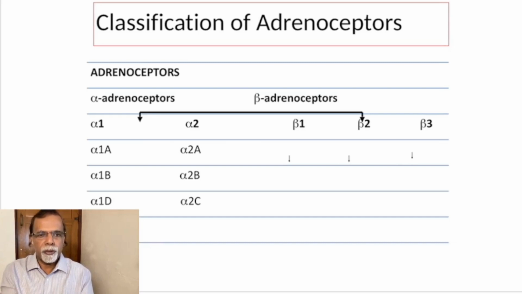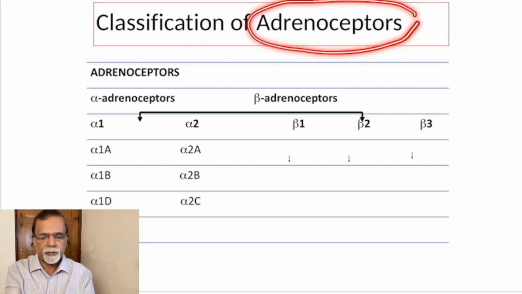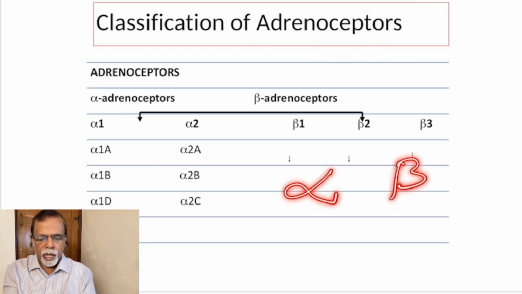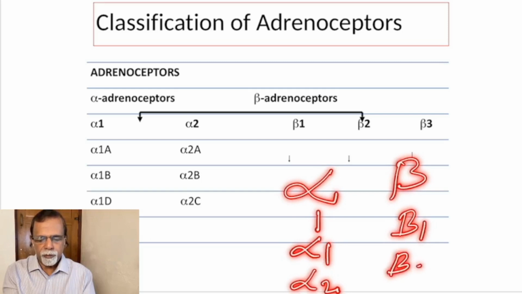Now we go into the classification of the adrenergic receptors, otherwise called adreno-receptors. Basically, they are divided into the alpha receptor and beta receptor. Alpha is again divided into alpha 1 and alpha 2. Beta is divided into beta 1 and beta 2.